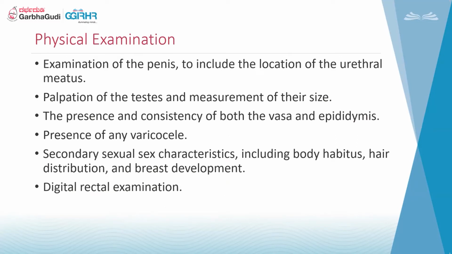For physical examination, we must examine the external genitalia of the man, where we examine the penis, the position of the urethral meatus, palpation of the testes, and measurement of the size. We should also look at the consistency of the testes, which can be hard or firm in cases of malignancy, and soft and streak-like in cases of genetic diseases like Klinefelter's. Then the presence and consistency of the vasa and the epididymis. This we do by palpating the spermatic cord, where the vasa has a slippery feeling.